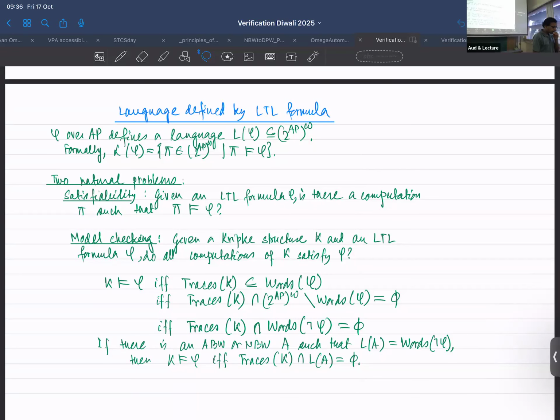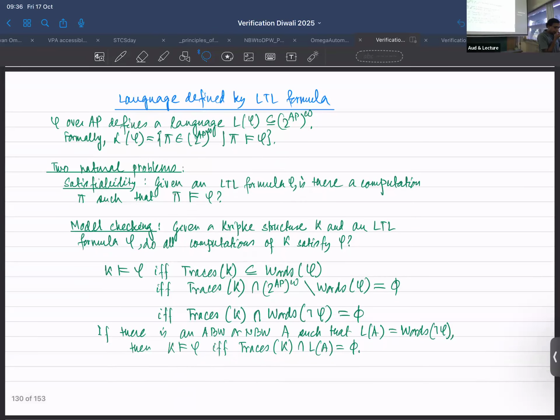Okay, so we were discussing LTL satisfiability and model checking, right? The satisfiability problem was essentially: given an LTL formula, we look for the existence of a computation such that the computation satisfies the LTL formula. In the case of model checking, you were given a system model and a formula, and you want to check whether the system satisfies the property. An abstract model for that is, as we discussed, the Kripke structure, right?